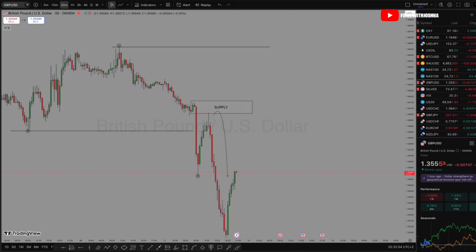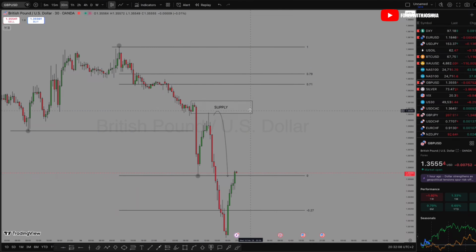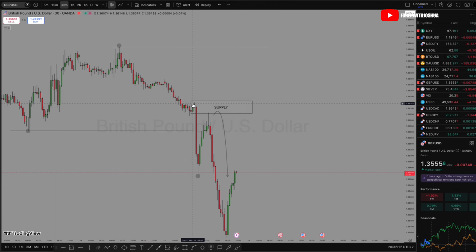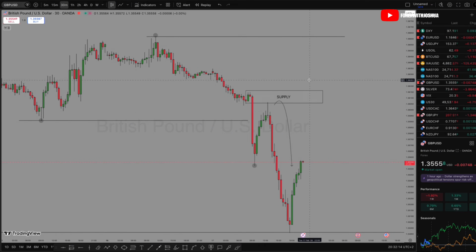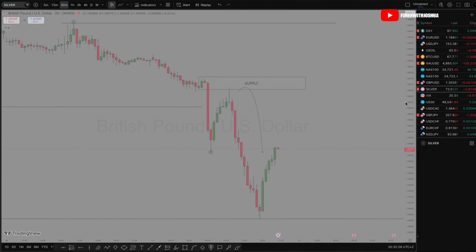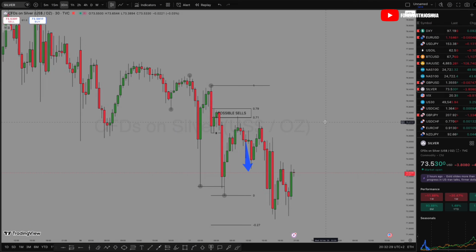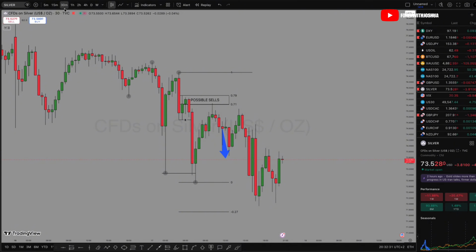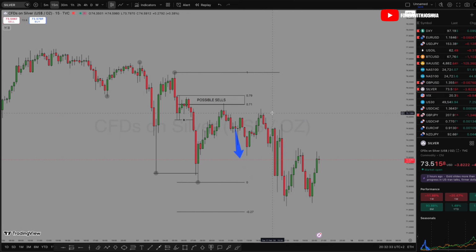The reason why I didn't use a Fibonacci on this area here was because I simply identified this supply that I was looking to see the market come to tap in before that major move, and that's exactly what happened. And I also shared a silver analysis with the team.